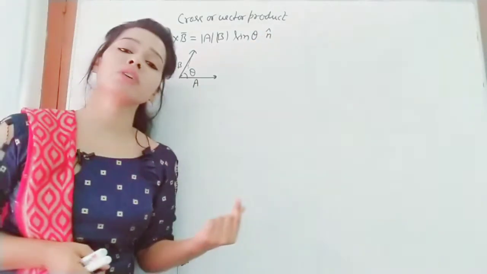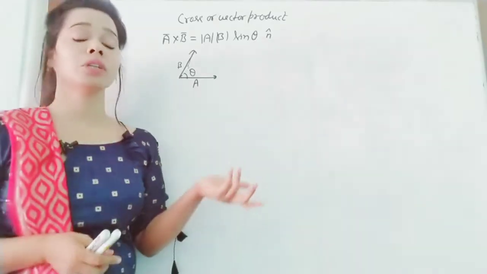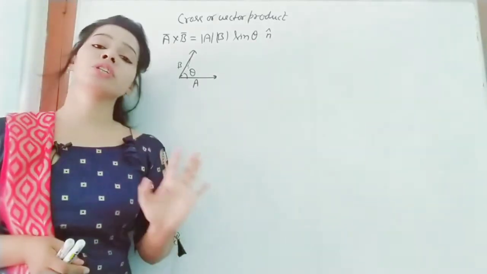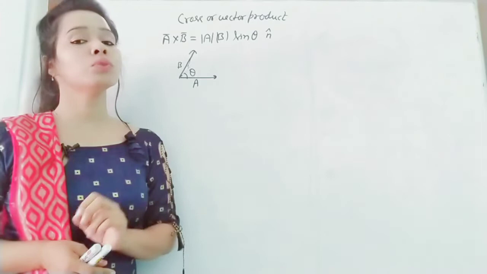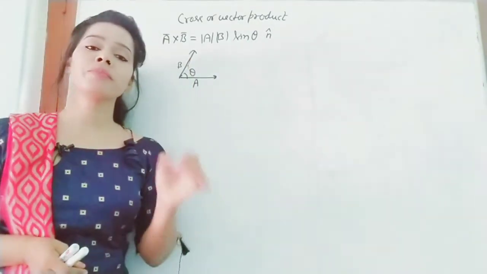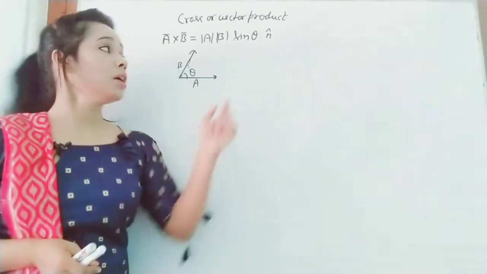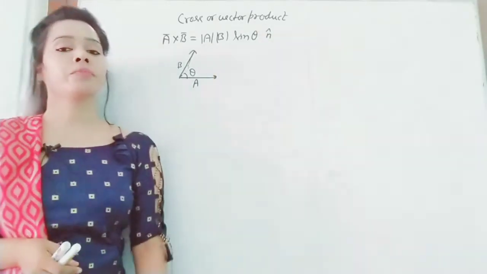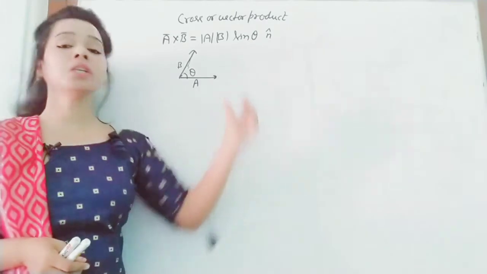What is the use of a unit vector? I have already explained it in other videos. A unit vector is only used to show the direction. It has magnitude unity, meaning 1, but it shows direction. So to show the direction we use it.